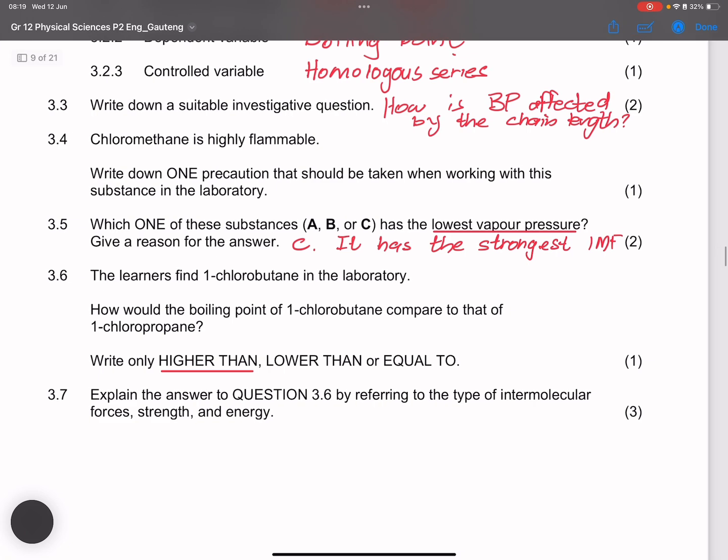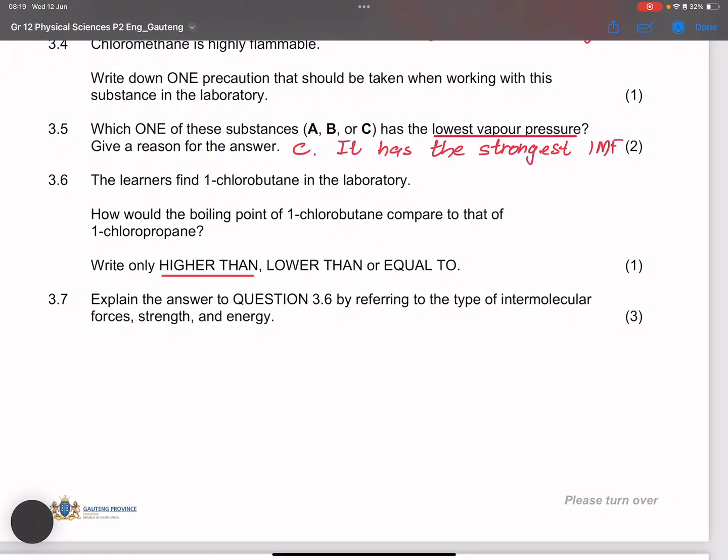They said, explain the answer to 3.6 by referring to the type of intermolecular force, the strength, and the energy. So remember, they told us what we should give this in terms of. So we can say that an increase in chain length will increase the strength. Notice we know that these are going to be London forces together with dipole will increase the strength.